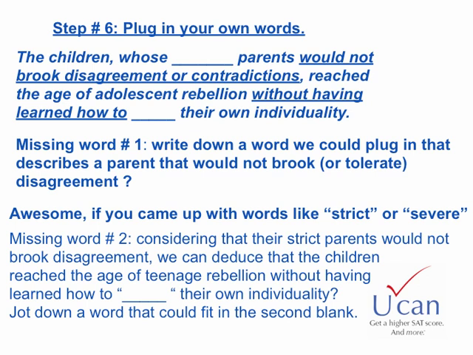So now let's look at missing word number 2. Considering that their strict parents will not brook disagreement, we can obviously, logically deduce that these children reach the age of adolescent rebellion without having learned how to ___ their own individuality. So jot down a word that could fit in the second blank. Okay? All right, so go ahead. Come on. I'm watching you. Come on, write the word down. Okay? All right, so let's see what you came up with.